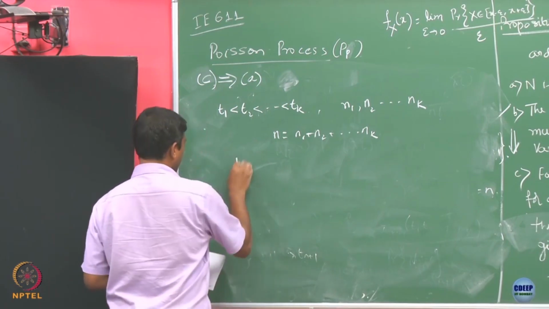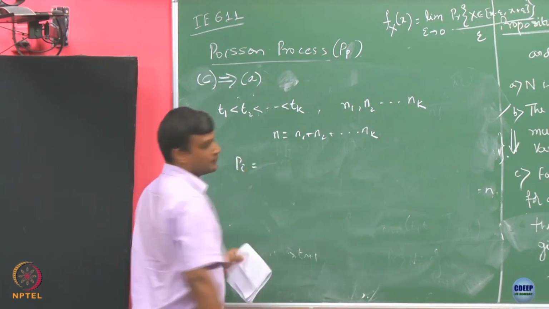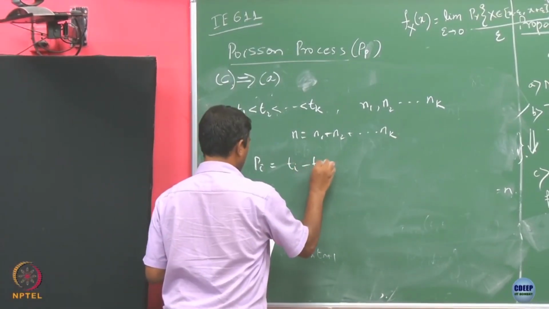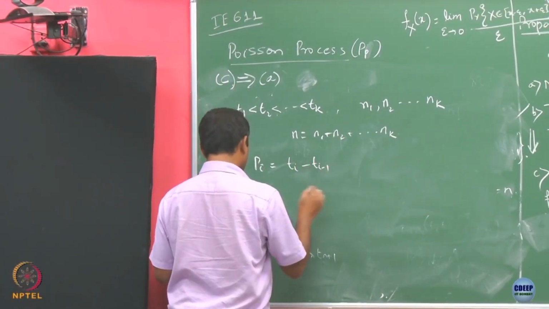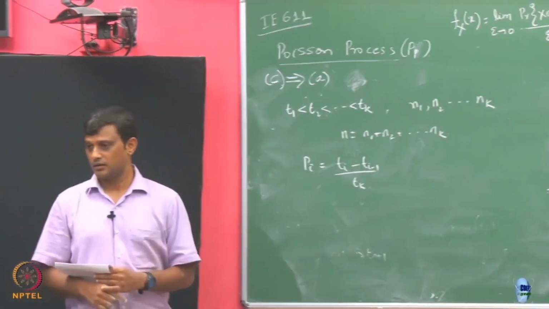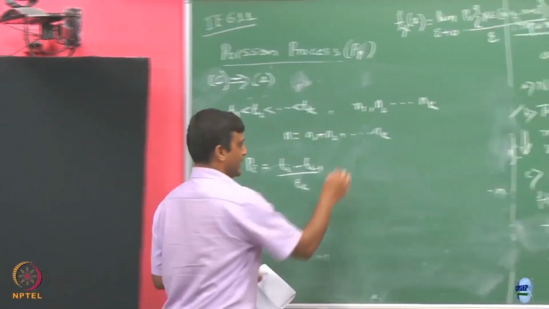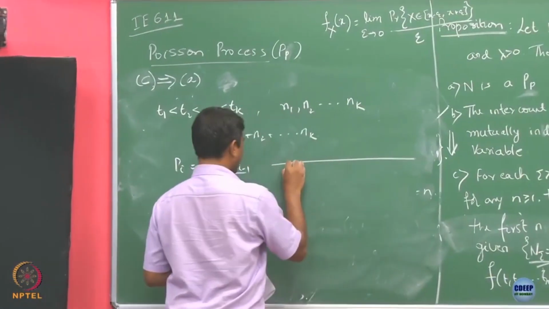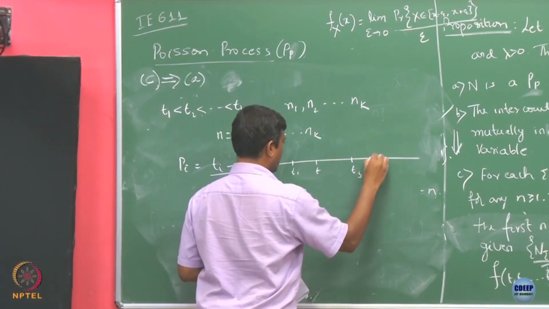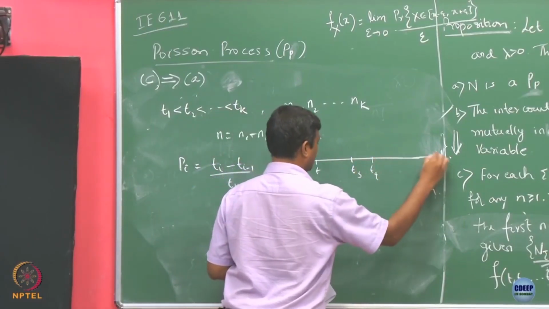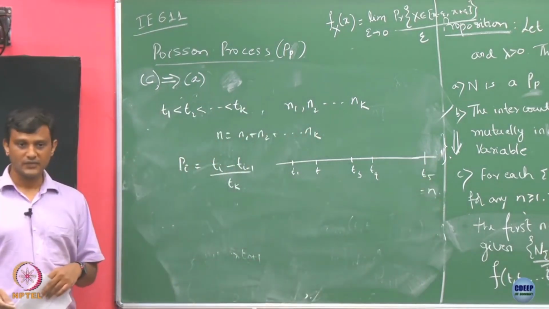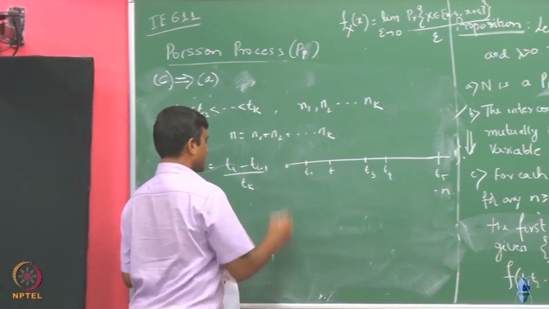Now I am going to define some Pi here. Pi is going to be defined as Ti minus Ti-1 divided by Tk. So what is this? Suppose I have, let us say, T1 here, T2 here, and T3 is bigger and T4 is smaller, and I have some T5 here, and this is like starting at 0.